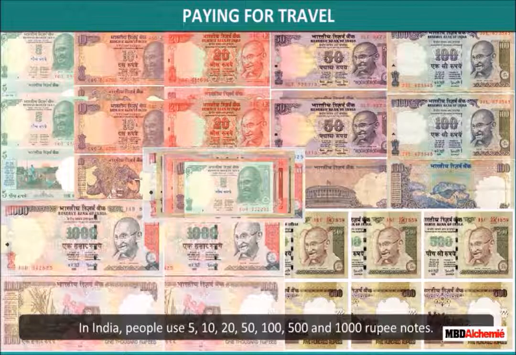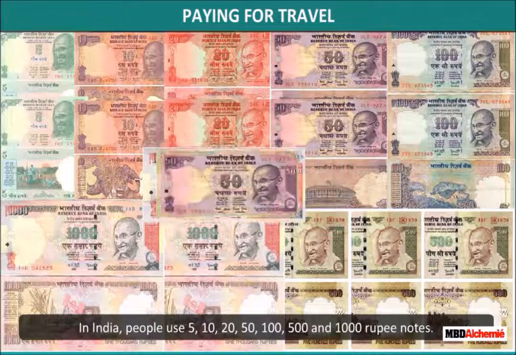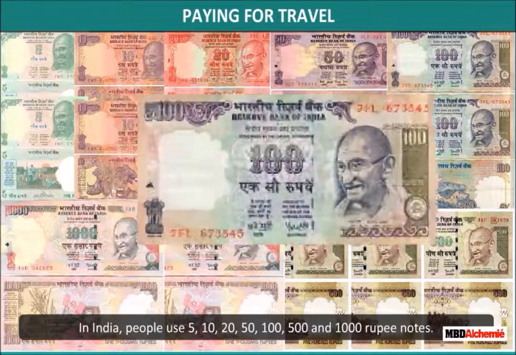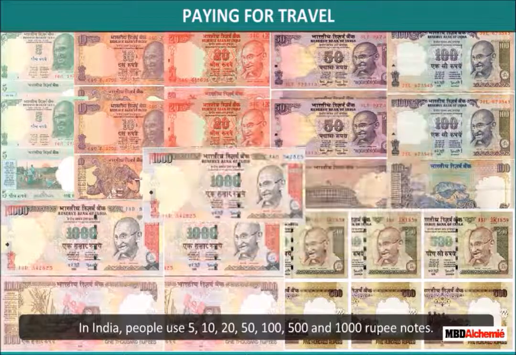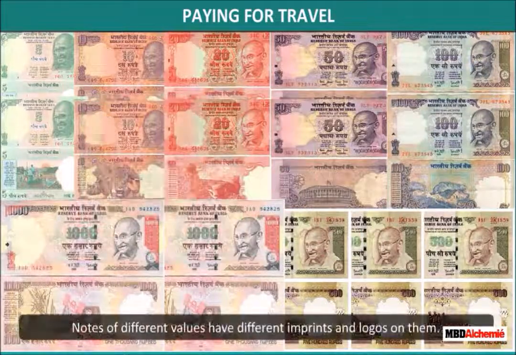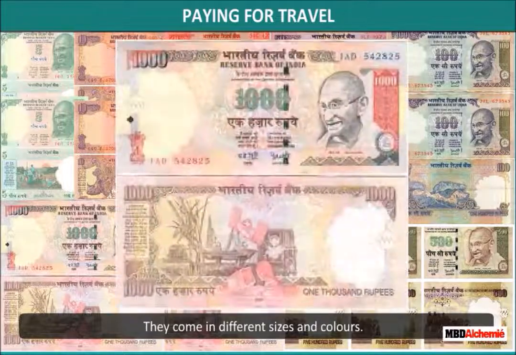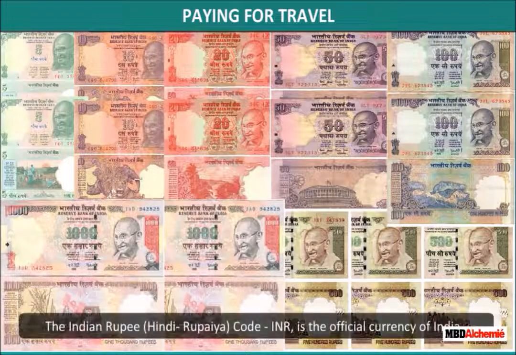Bank notes. In India, people use 5, 10, 20, 50, 100, 500 and 1000 rupee notes. Notes of different values have different imprints and logos on them. They come in different sizes and colors. The Indian rupee, Hindi rupiah, code INR, is the official currency of India.